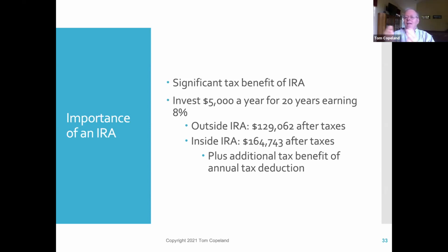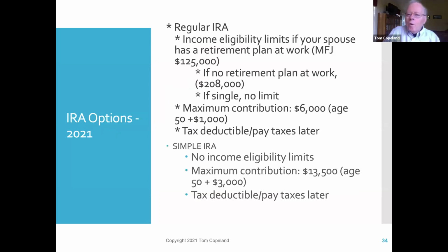Plus, you are getting this tax deduction each year. So why not put your retirement money in an IRA? You want the vast majority of your retirement savings in one of these kinds of IRAs that I'm going to talk about. And here are the 4 types of IRAs that are most common. The first is called a regular IRA.